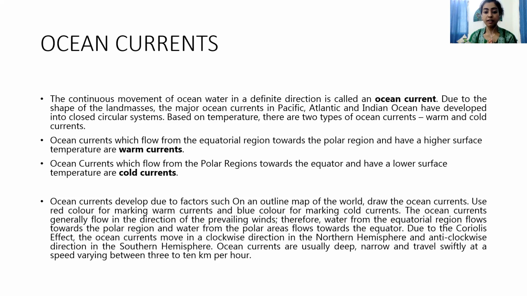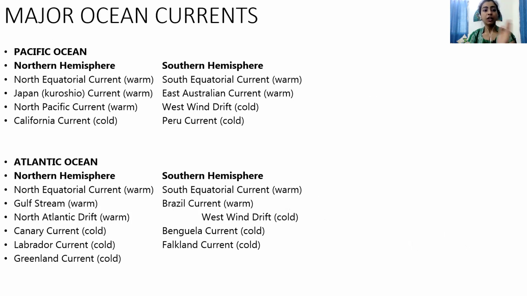All right, so ocean currents are usually very deep, narrow, and they travel swiftly at a speed of 3 to 10 kilometer per hour. Now these are the major ocean currents which we have in the Pacific Ocean, Atlantic Ocean, and Indian Ocean. You can also refer to your book. These are the different ocean currents. In the Pacific Ocean, we have warm ocean currents and cold ocean currents also, again divided into northern hemisphere and southern hemisphere. In the Atlantic Ocean also, as you can see, North Equatorial, Gulf Stream, North Atlantic Drift, all these are warm ocean currents in the northern hemisphere.